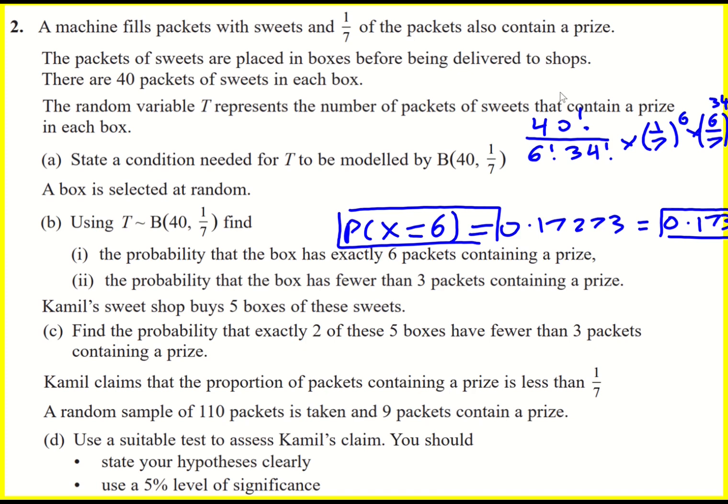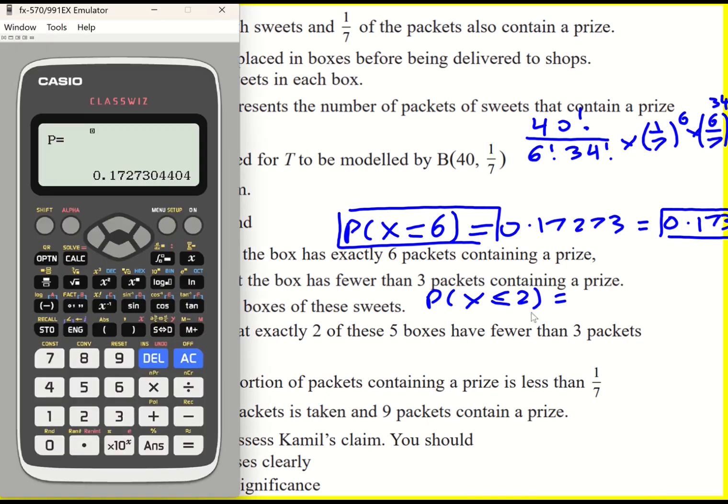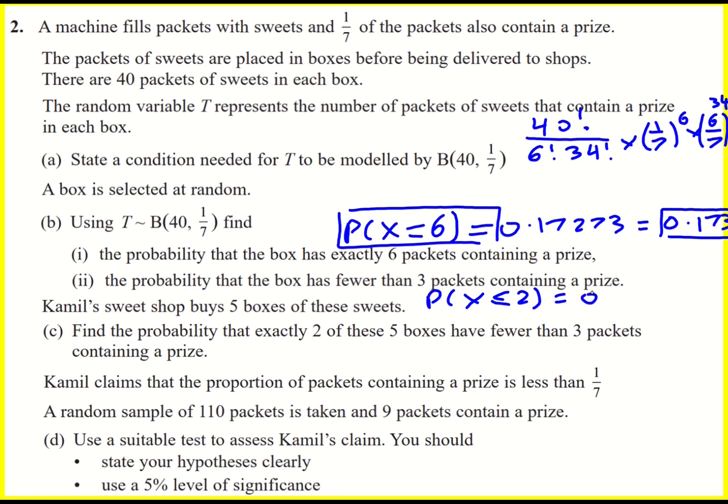Now we want the probability that the box has fewer than 3 packets containing a prize. Fewer than 3. Don't be caught out by this. This is actually going to be less than or equal to 2. It can't actually equal 3. So for this, you could add up 0, 1, and 2, but best to use binomial CD. So it even keeps it here. We've got just 2 now and keep everything else the same. 0.061587, which is then 0.0616.